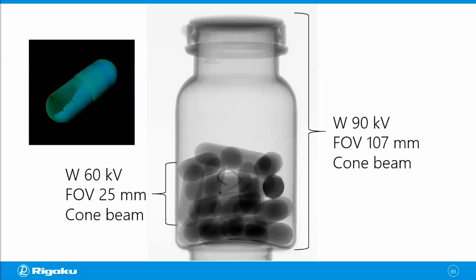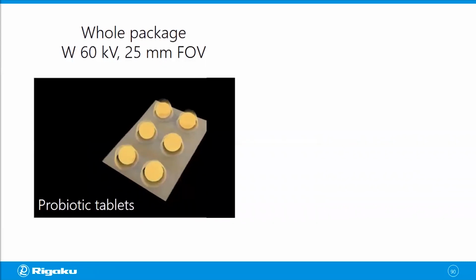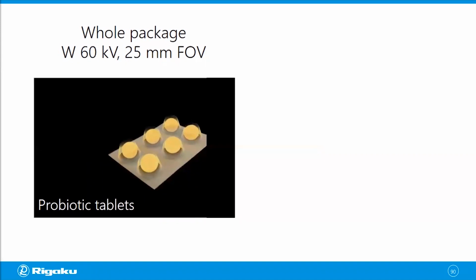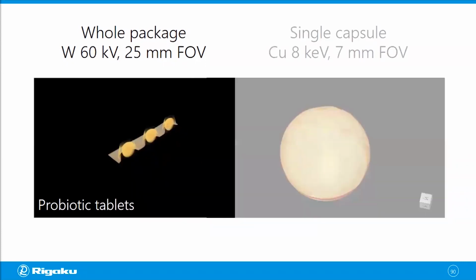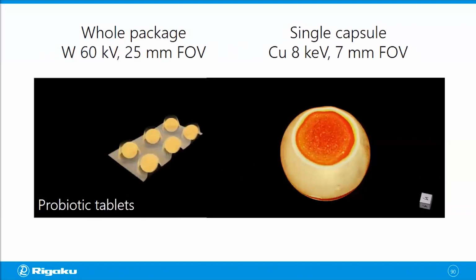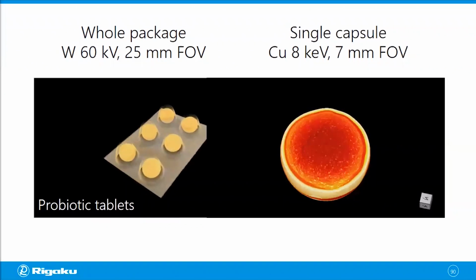And the general strategy is very similar to what we saw for food. If we have a relatively large sample, like this whole package with the tablets inside, you would use tungsten target with a relatively large field of view. But if you want to look at an individual tablet in more detail, you would switch to lower energy, such as copper 8 keV, and use a smaller FOV, 7 millimeters in this case. Then you can do a scan with a higher resolution to see multiple coatings, cracks in different phases.